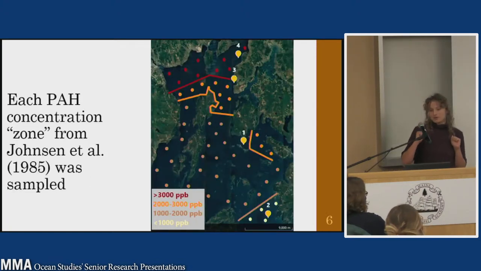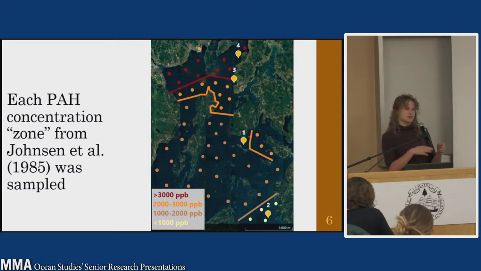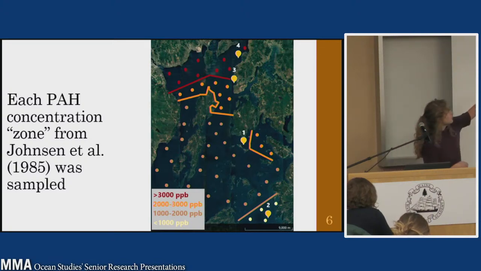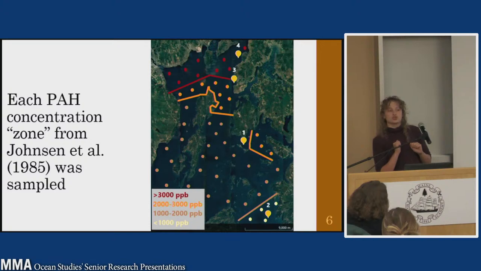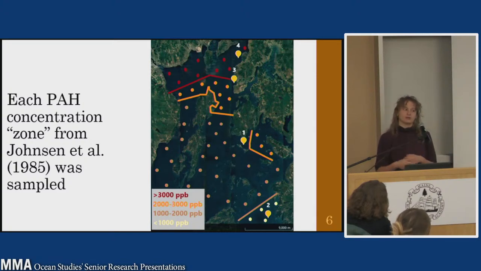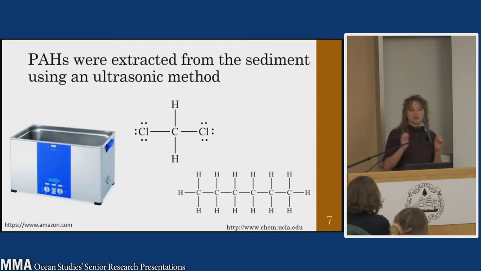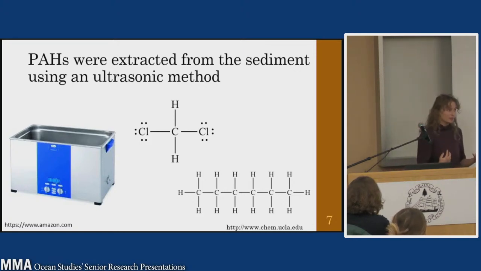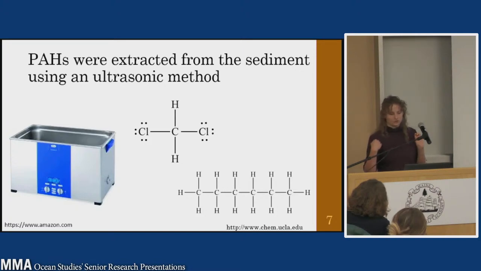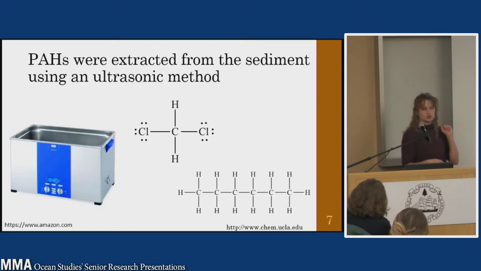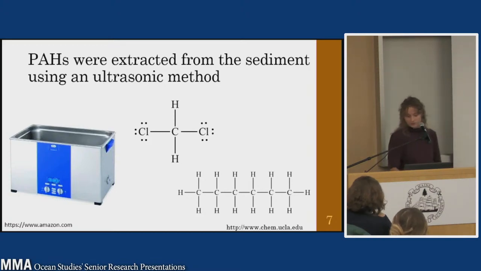Johnson et al. found that the PAH concentrations were in these zones. So it followed a gradient with the north end of the bay being the highest concentration and the south having the lowest concentration. I chose a site from each of the concentration zones to sample. I went out on the Friendship and used a sediment grab to collect sediment. I then extracted my PAHs from the sediment using the ultrasonic method. Basically, I grabbed 1 gram of the marine sediment and used methylene chloride and hexane, both nonpolar or fairly nonpolar solvents, to extract my PAHs from the sediment.